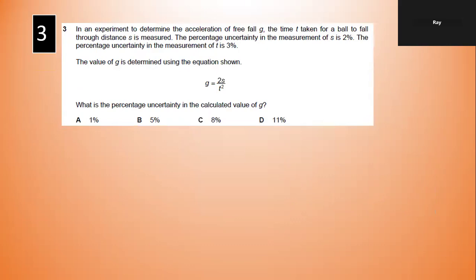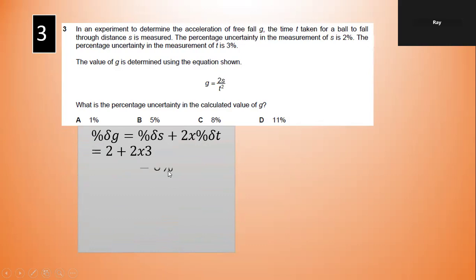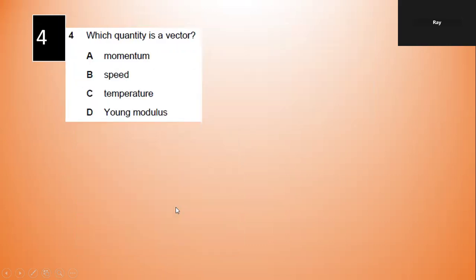This is a repeat question. 8%. Yeah, what's the answer? C. Right? 2 doesn't have a percentage error. It's a constant. 8%, yeah, right? C. Which quantity is a vector? A. Okay, good.